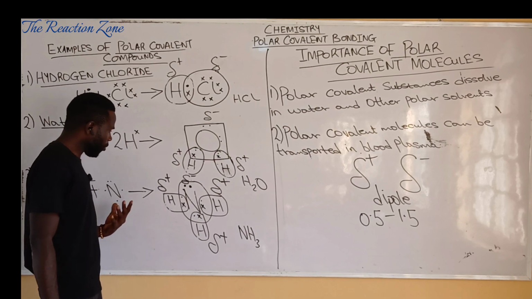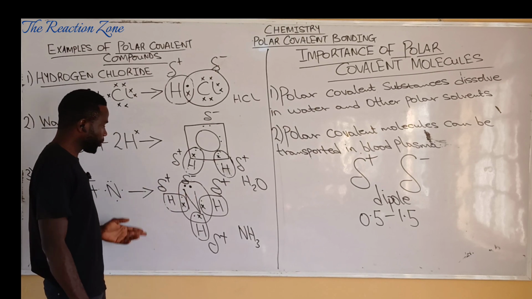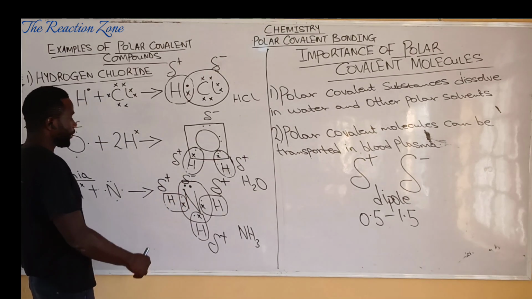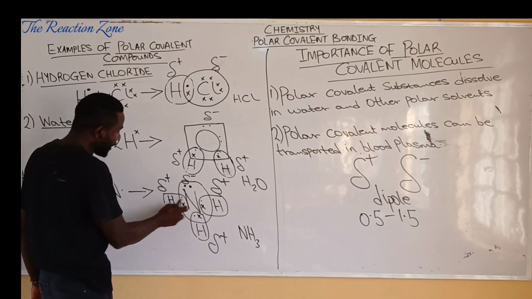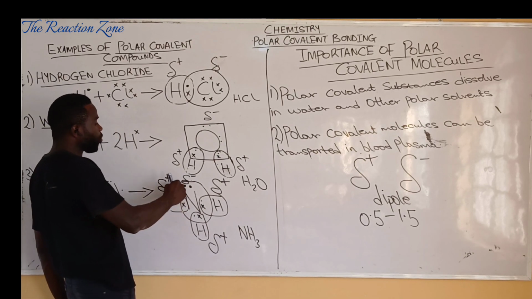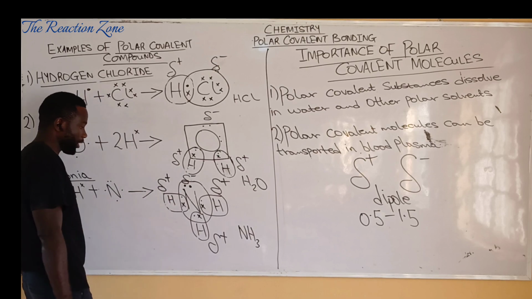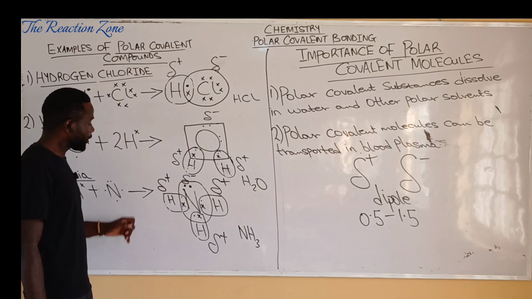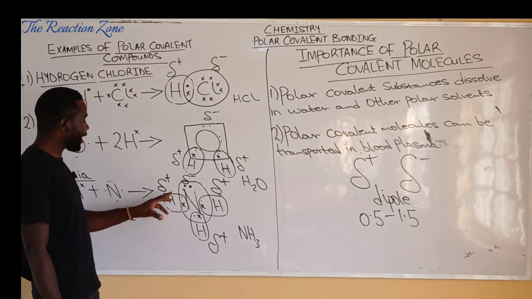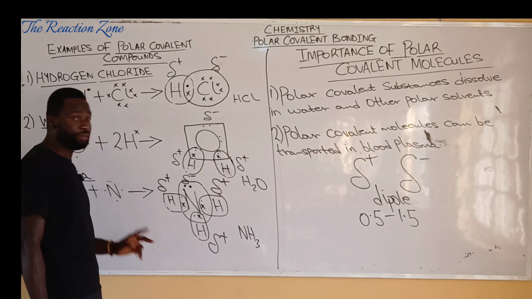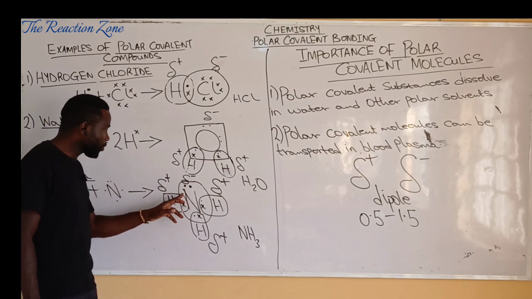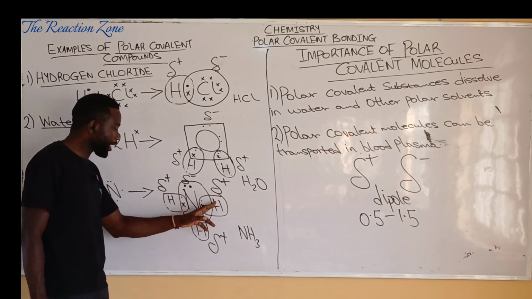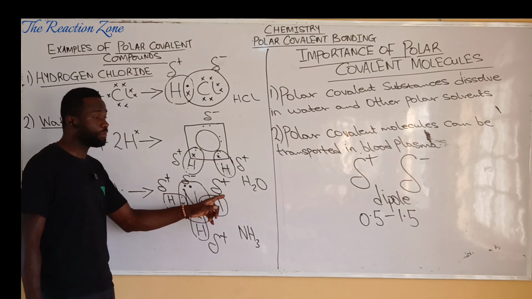So, as a result of the electronegativity difference between the nitrogen atom and the hydrogen atoms, the electron pair in each NH bond will be strongly attracted towards the nitrogen atom rather than the hydrogen atoms. Due to the unequal sharing of the electron pair in each NH bond, the nitrogen atom is going to have a partial negative charge, and each of the hydrogen atoms will have a partial positive charge.